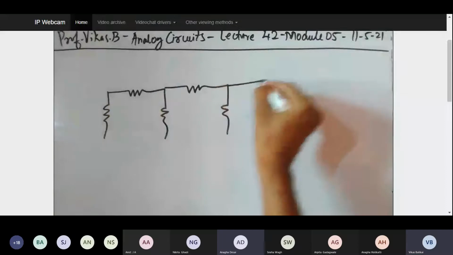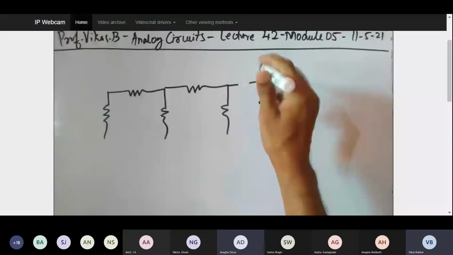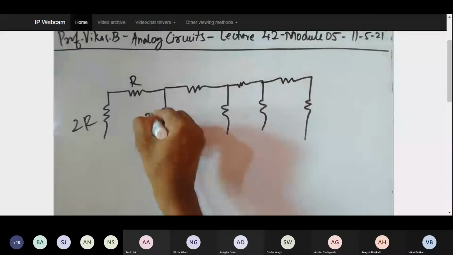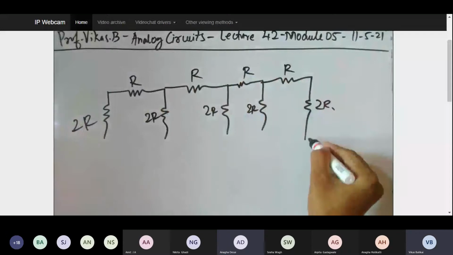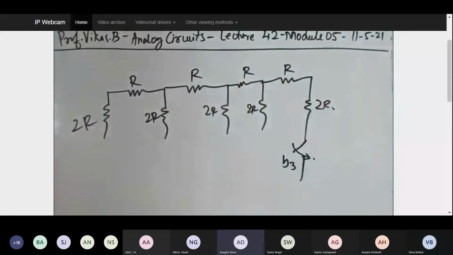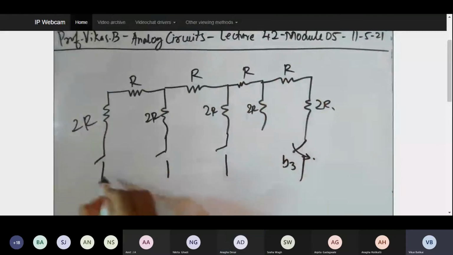So there was a series of resistances that were connected, and rather than considering all the resistances at a time, what I did was to convert the bunch of resistances. So this was your B3, which was on, and these are your B2, B1, and B0, which were off. So this was your on. So I just wrote something like this.